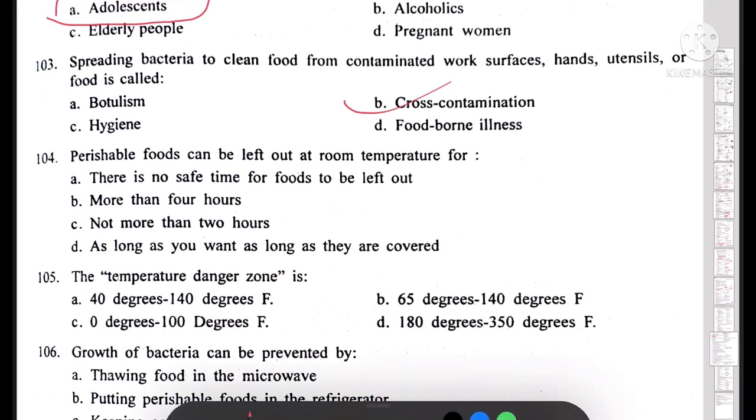Perishable foods can be left out at room temperature for. The options are: there is no safe time for foods to be left out. Option B, more than 4 hours. Option C, not more than 2 hours. And option D, as long as you want, as long as they are covered. Okay, so perishable foods can be left out at room temperature for not more than 2 hours. Okay, they will be spoiled.